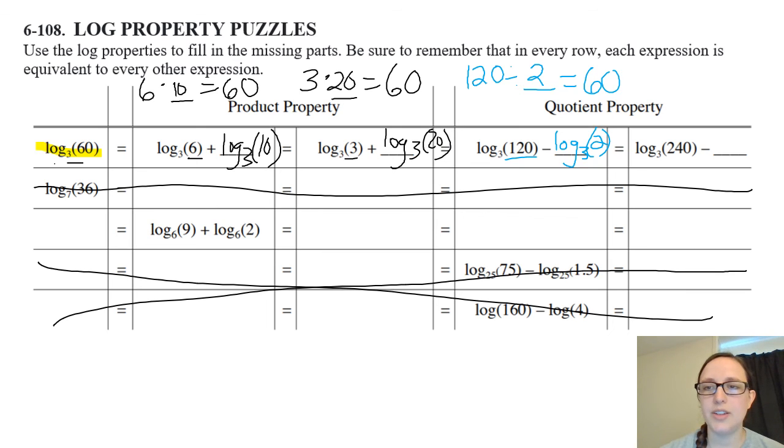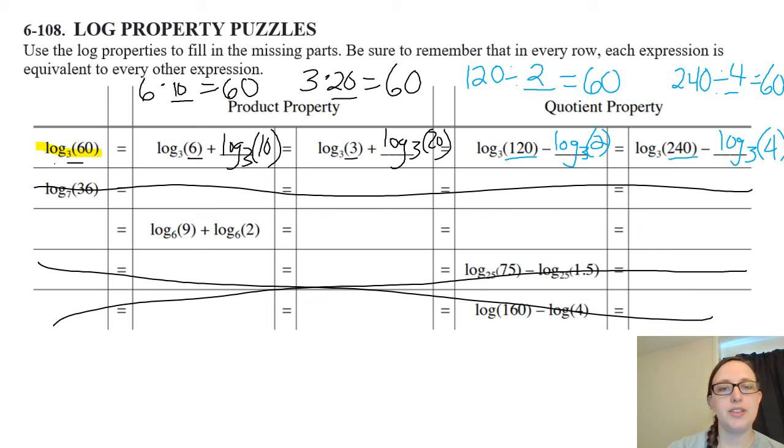All right, and this next one, we want to keep this log base 3, and we have to fill in the parentheses. So this one we have 240. So we're going to do it the same way. 240 divided by what equals 60? We should find that 240 divided by 4 equals 60. So our missing piece would be 4.